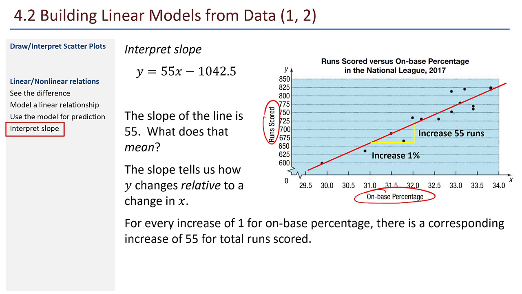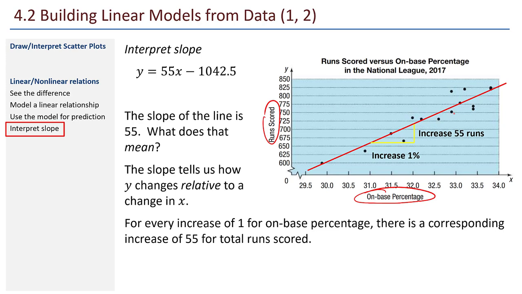So that might be good for a team to know as they're planning their strategy, and they figure out how much they want to increase their total number of runs, and then that would tell them how much they need to increase their on-base percentage. They can see the relationship between those two ideas.